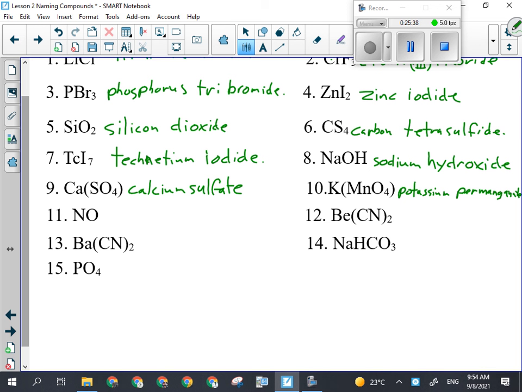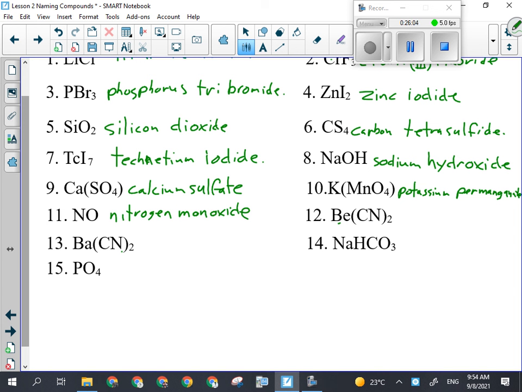All right. Number 11. We got a molecular compound here. This is going to be nitrogen monoxide, right? We don't put the mono on the first one, just on the second one. All right, for number 12, we've got beryllium, which is a metal, so this is an ionic compound. We've got a polyatomic ion, cyanide, so this will be beryllium cyanide. Okay, this will be barium cyanide. Same kind of deal.